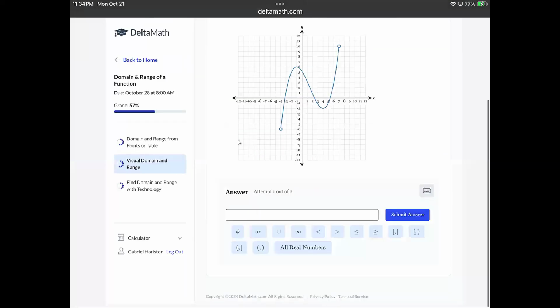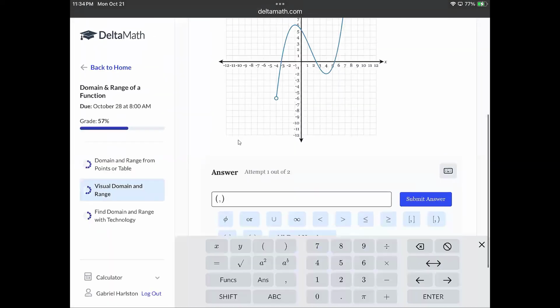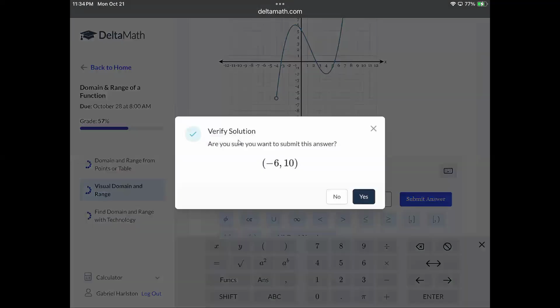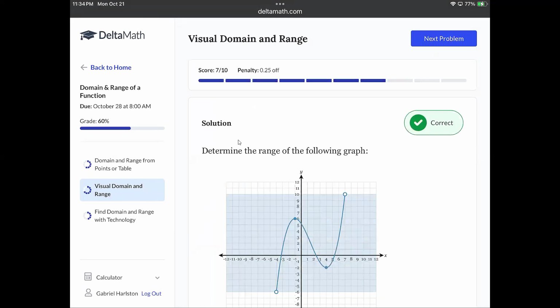So let me get rid of this and let's do that. I go down here and find the one that has parentheses, start at a -6, and we're going all the way over to 10. Then we submit it, and it says, nice. Yeah, that's it.